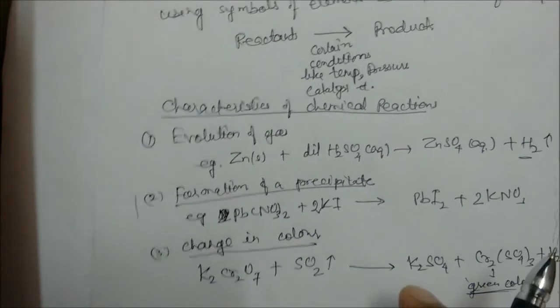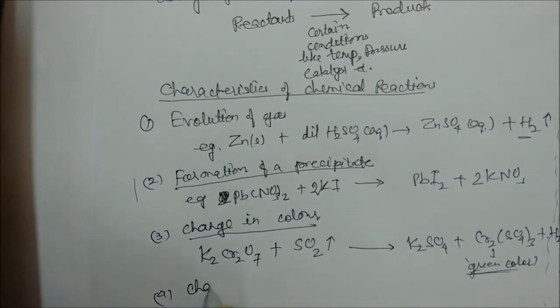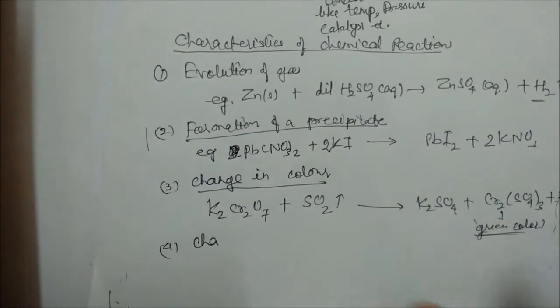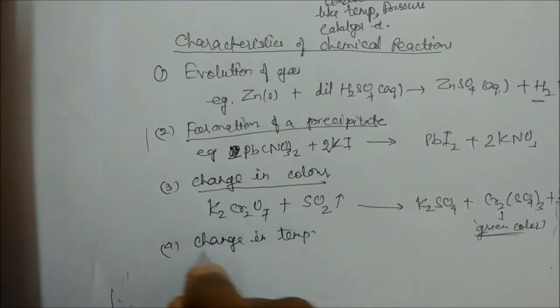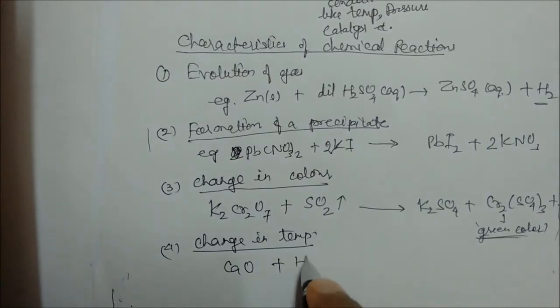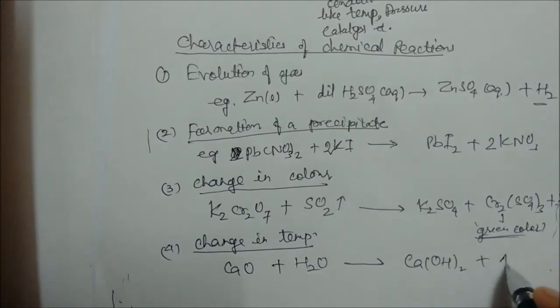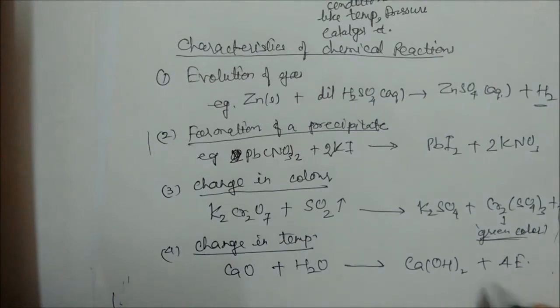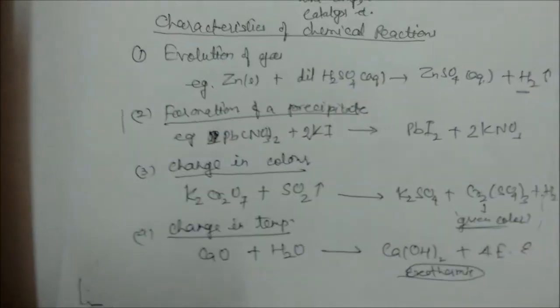Now one more topic is change in temperature. We have very good examples. Calcium oxide plus H2O will give you calcium hydroxide plus energy. This energy is exothermic. What is the meaning of exothermic? Exothermic means a reaction in which heat is produced.